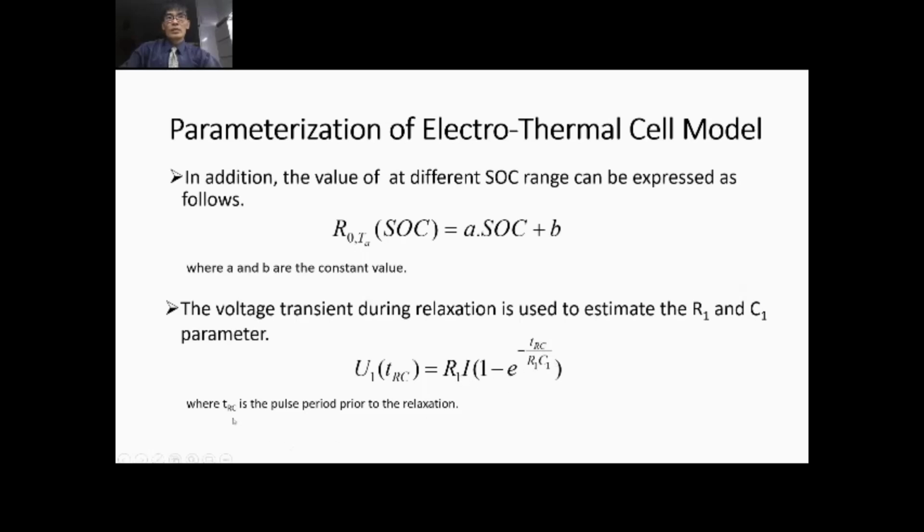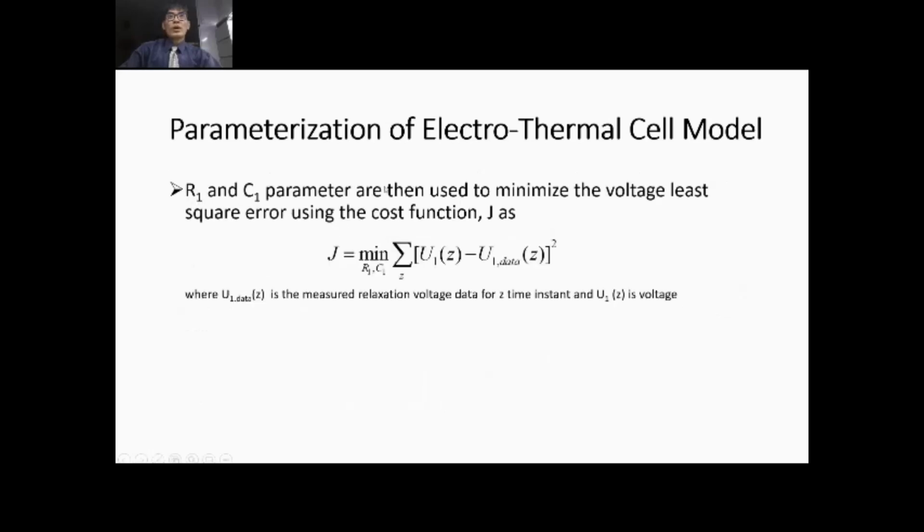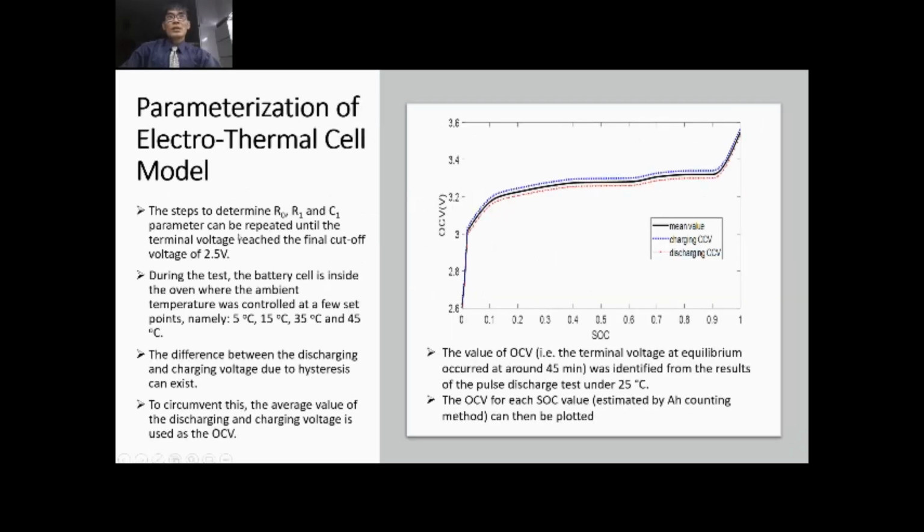So just note that the TRC is the pulse period prior to the relaxations. The R1 and C1 are used to minimize the voltage least square errors using the cost function. This is the U1 minus the U1 data that we calculated. We square and sum it and try to minimize it, so that we can find out the R1 and C1.